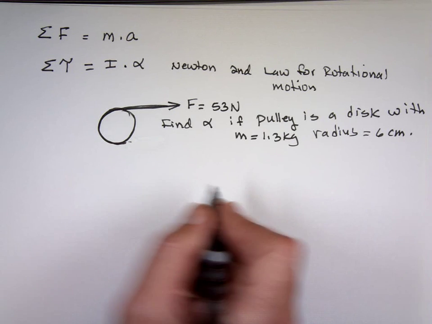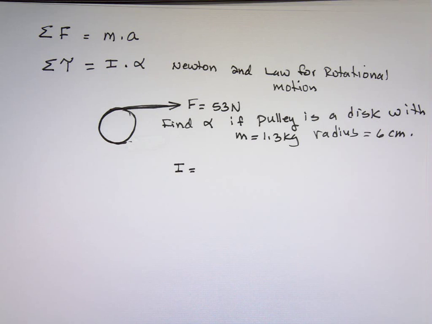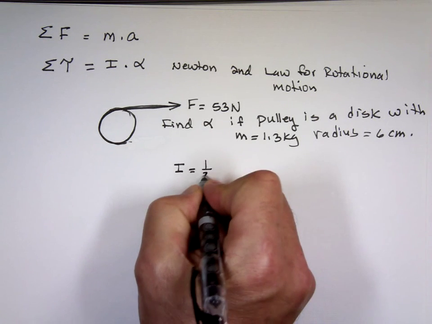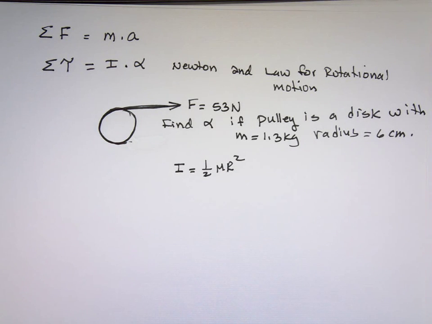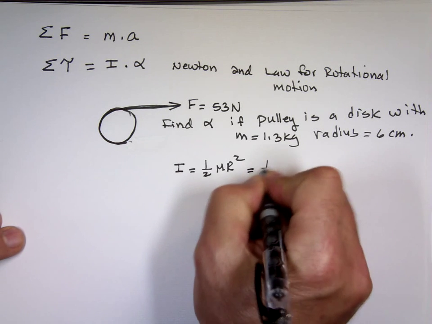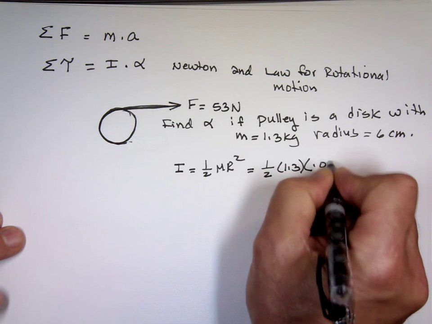So first I need to calculate what the inertia is for a solid disk, going back to the previous chapter. I should have photocopied that page to have it handy. Solid disk, it's 1/2 mr squared. I should put a little card there so I know where to look all the time. That's 1/2 the mass, which is 1.3, and r is 0.06 squared.